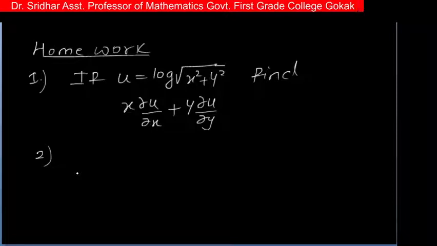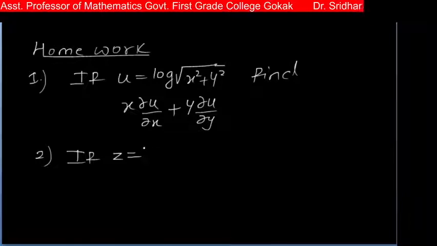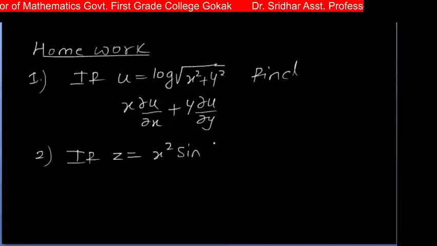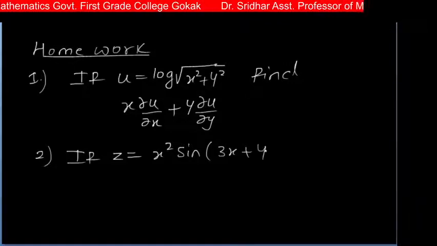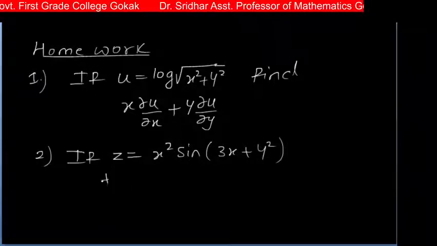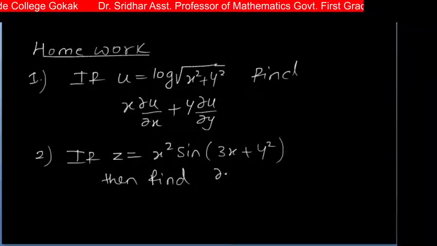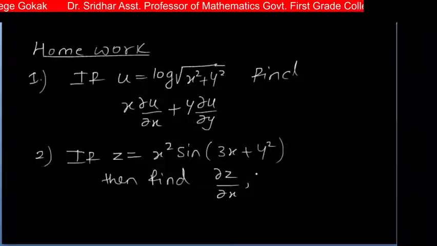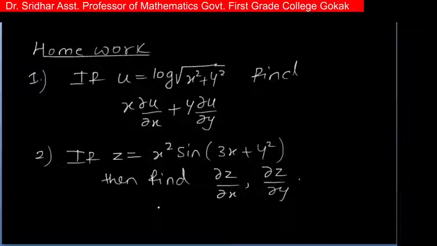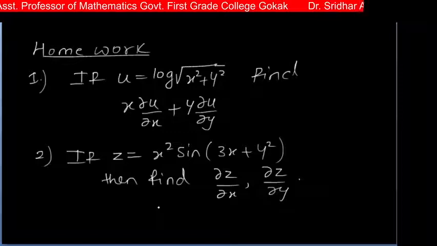Similarly, the second one: if z is equal to x square sin 3x plus y square, then find ∂z/∂x, comma ∂z/∂y.